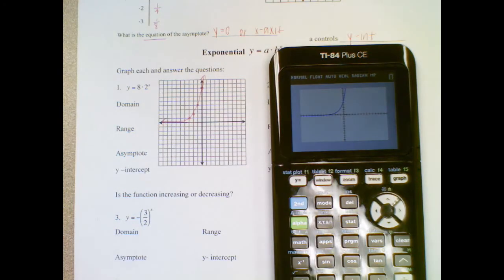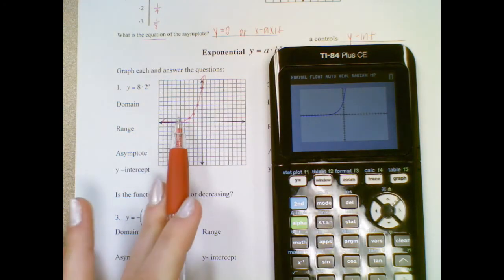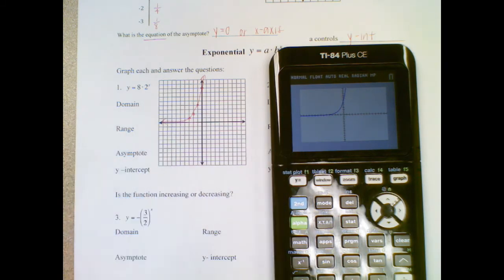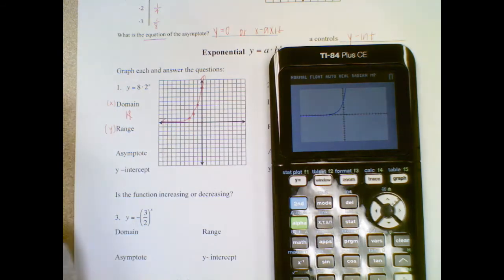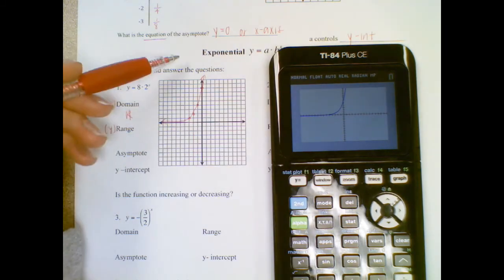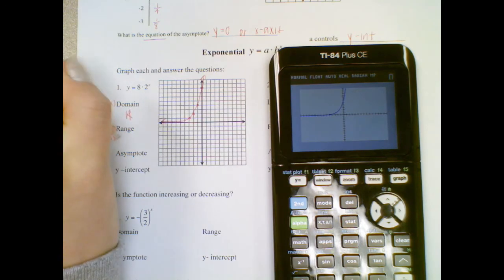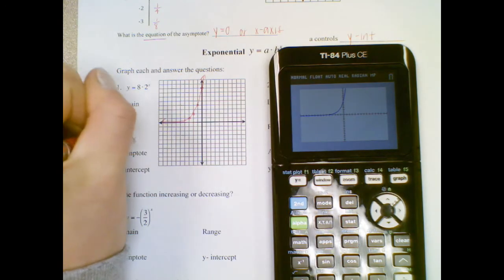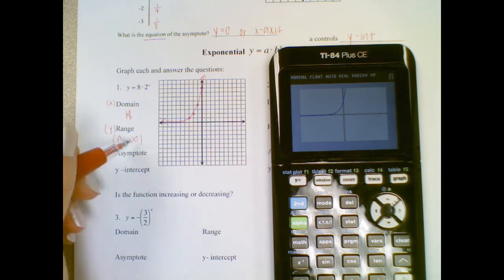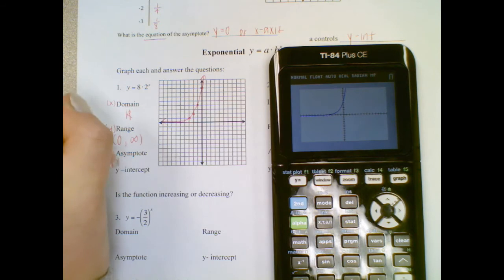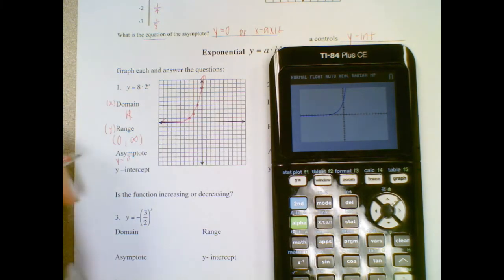All right, good. So the domain of this graph, well, as I go to the left and to the right, it just goes on forever, so it's all real numbers. Remember, these are the x values, range is your y. My y values are all above the x-axis, so they start at 0 and go all the way towards positive infinity. Now we're going to use parentheses on both of those because the point's not included. And then you always use a parenthesis with the infinity symbol, okay? All right, my asymptote is at y equals 0, which is the x-axis. And then my y-intercept was 8.